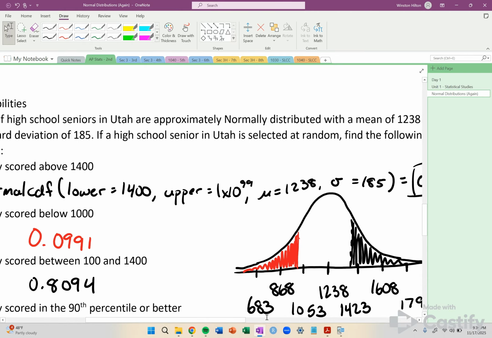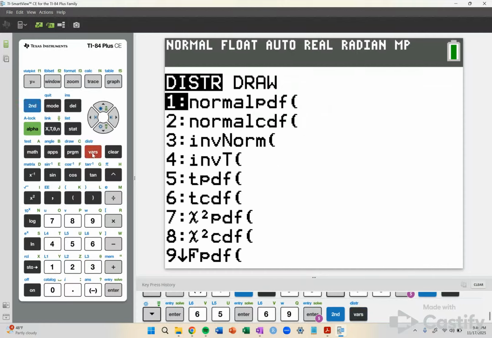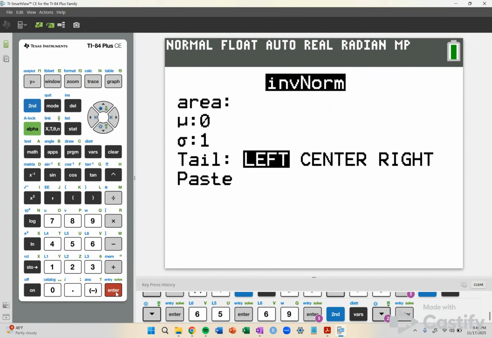All right, we have one other calculator function to show you, and that is the inverse normal function. Okay, this is going to do kind of the exact opposite of normal CDF. With normal CDF, you input values from the distribution, and it gives you the area in between those two values. Inverse normal, instead, you are going to enter in the area, the mean and the standard deviation, and which direction you're trying to find the area for, and it will give you the value.